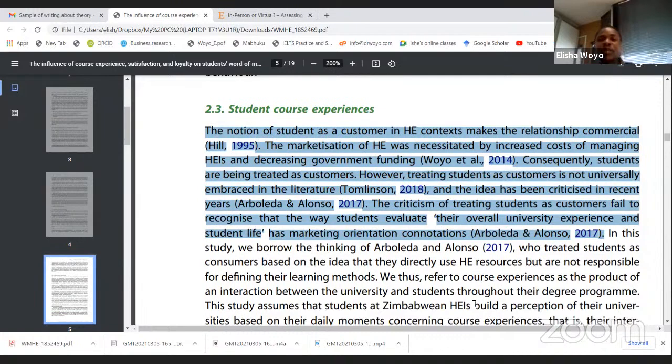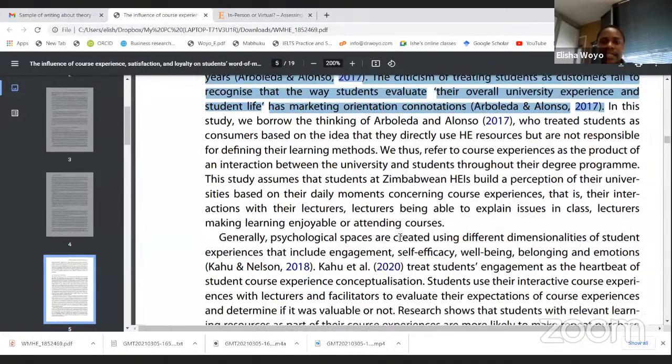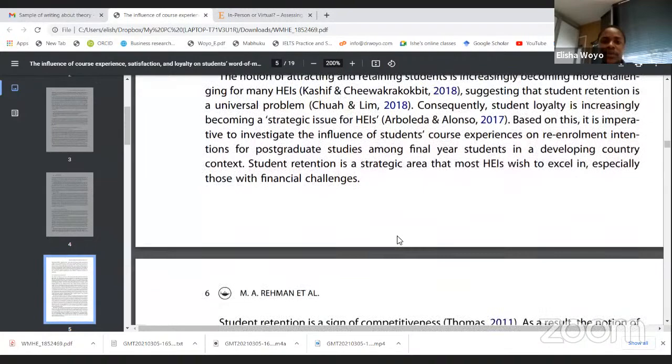So in our thinking, we said, in this study, we borrow the thinking of Aboleda and Alonso, who treated students as consumers based on the idea that they directly use higher education resources but are not responsible for defining the learning methods and so forth. I don't know whether you are getting my point or not.